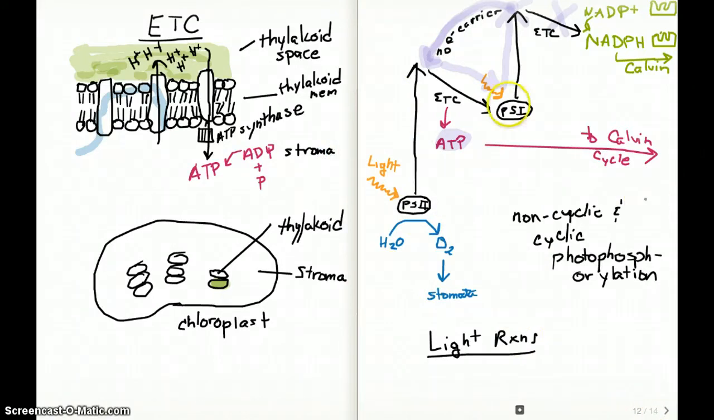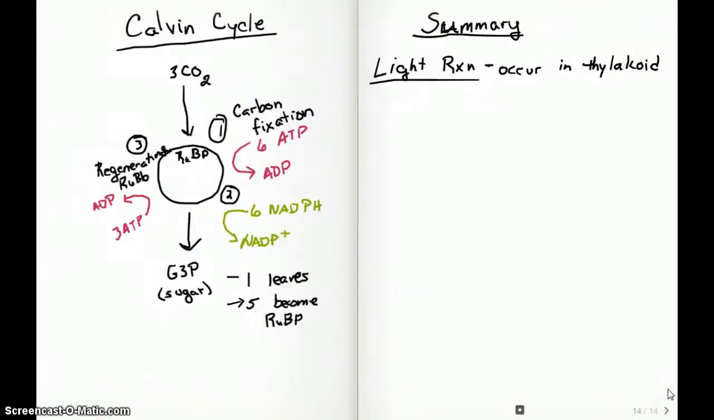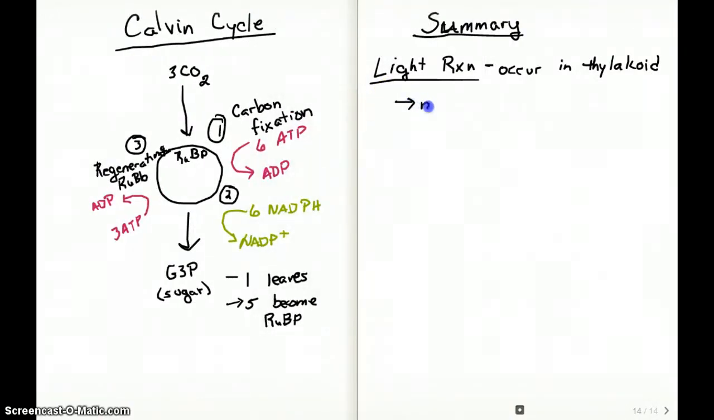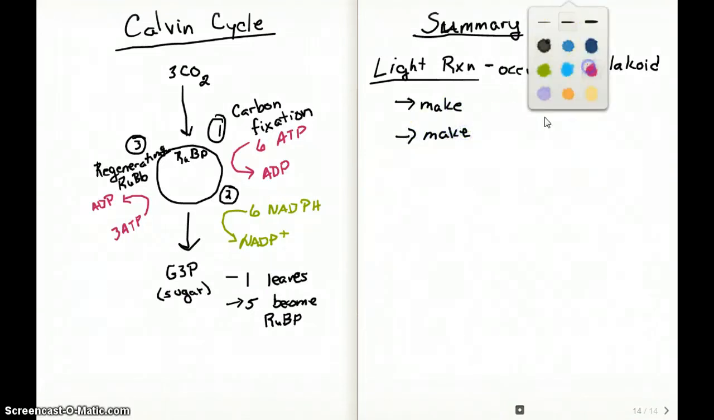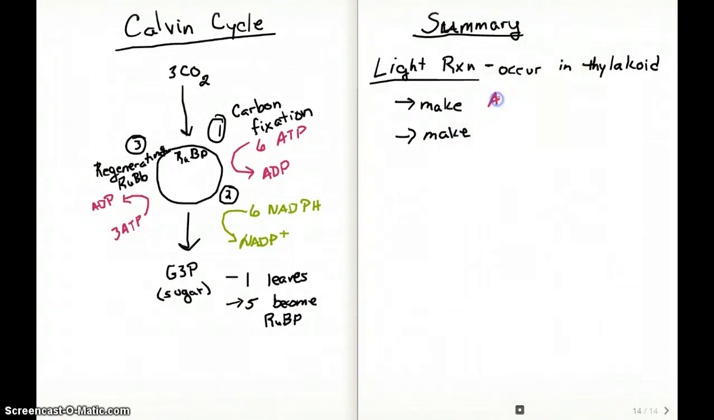So notice what comes in, what goes out, what do we need, what are we going to get. If we make our summary then, the whole point of the light reaction is that we're making a couple of things. We are going to make ATP. We'll keep that in our color codes here. And that's going to go right to the Calvin cycle.